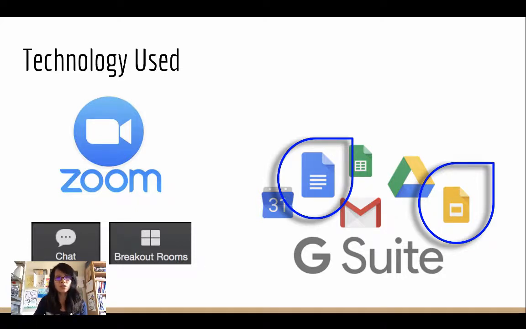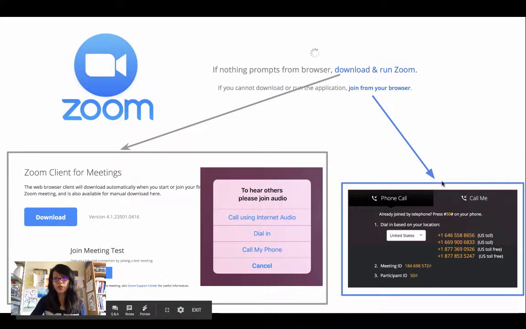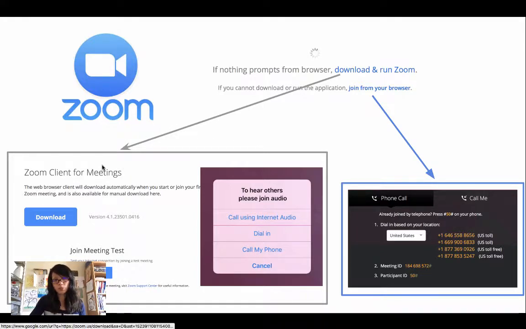Okay, so first, Zoom. When we use Zoom, you will need to either download the application onto your computer, or you can join from your browser. If you haven't installed Zoom on your computer, you can go to zoom.us/download to download it and install it onto your computer prior to the meeting.